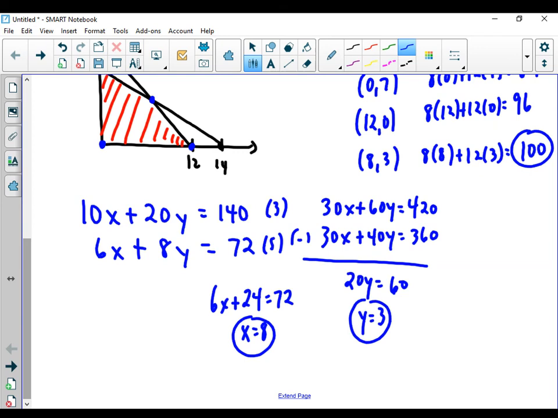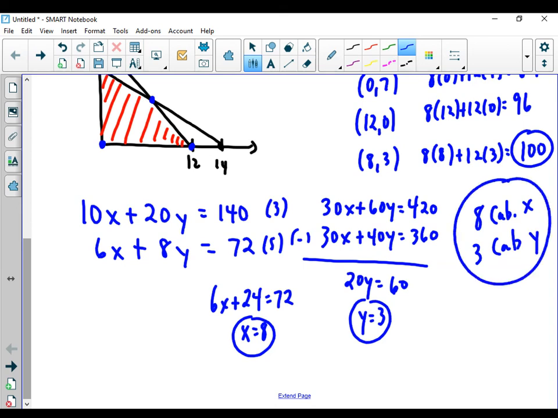Now, have I answered the question? Well, I need 8 for cabinet X, and I need 3 for cabinet Y. All right, so that's an example of using linear programming, and it allows us to find a maximum, in this case, amount of volume.